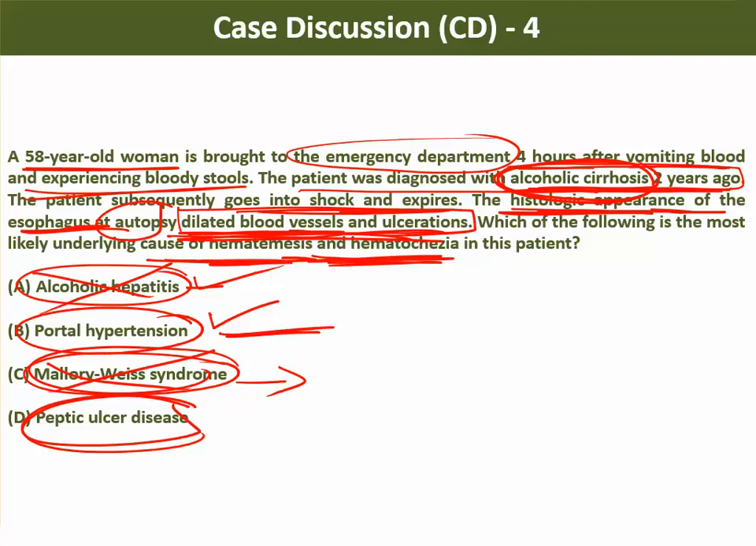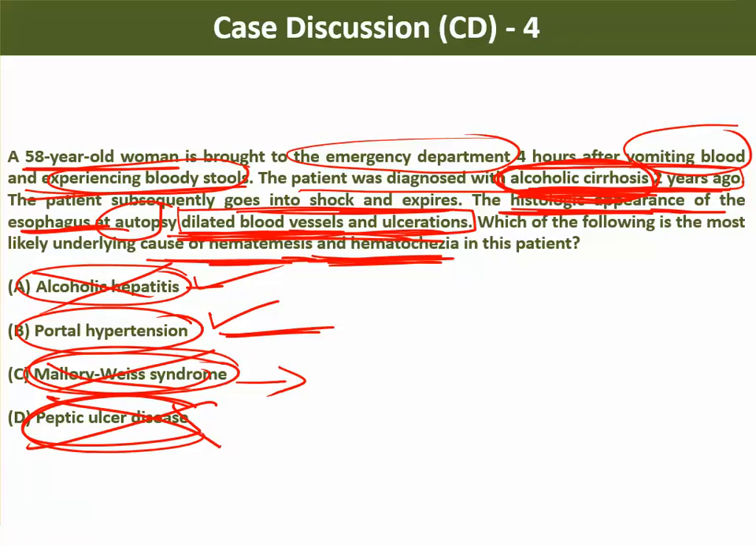And now peptic ulcer disease. Okay. For peptic ulcer disease, they didn't mention anything about endoscopy of the gastric or duodenum. So they didn't give any findings related to peptic ulcer disease. Actually vomiting blood can come in peptic ulcer, and even some bloody stool can occur in peptic ulcer. But it is not related to the alcoholic cirrhosis. With that finding, we are ruling it out. It is not peptic ulcer disease. So it is a case of portal hypertension.